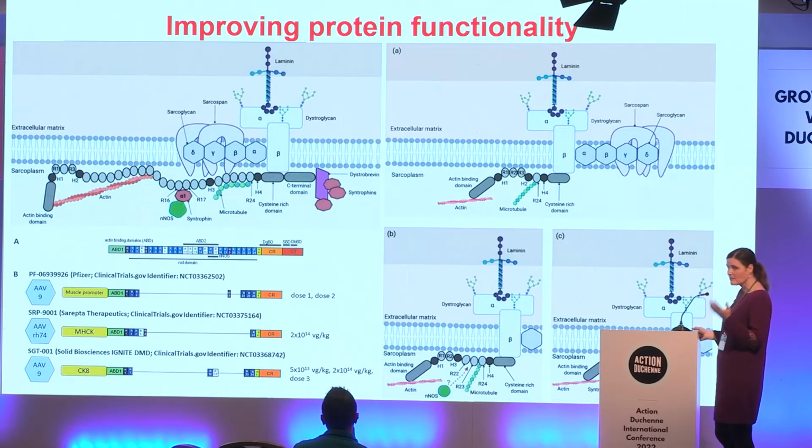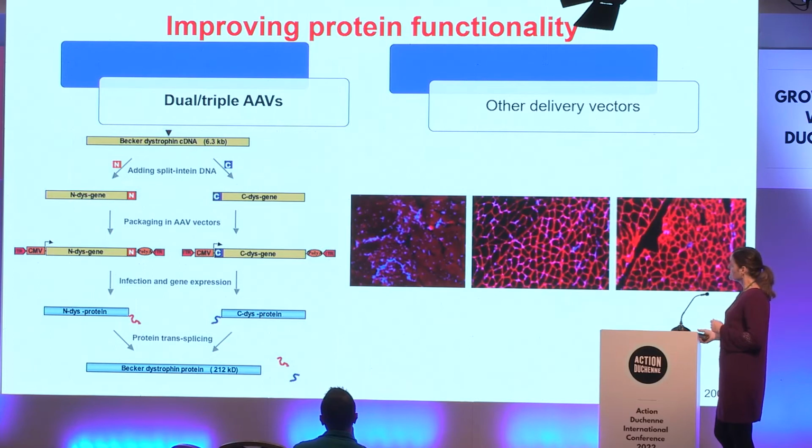We're only delivering a Becker-like protein. So we could try and improve that with various strategies, and this has been done. This was done a long time ago. But rather than using a single AAV, we could use 2 or 3 to deliver more of the coding sequence.